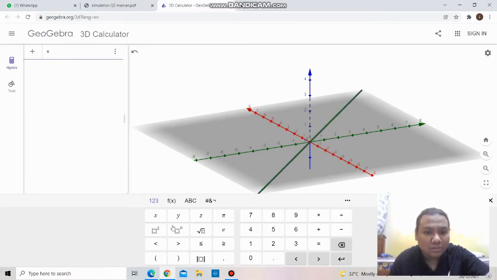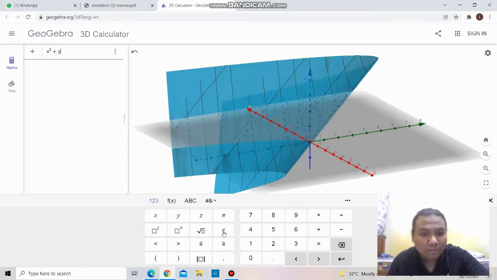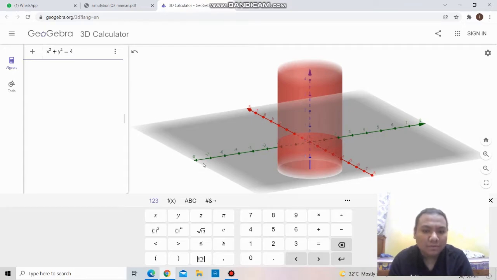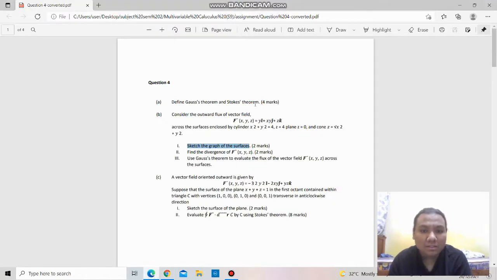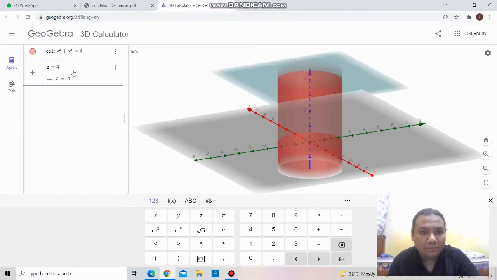x to the power of 2 plus y to the power of 2 equals 4. After that, the functions are z equals 4 and z equals 0. Z equals 4. Z equals 0.